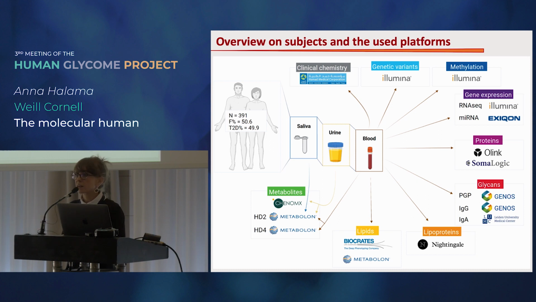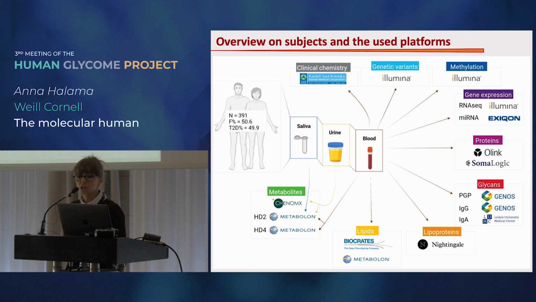So we looked at the clinical chemistry, we also checked the genetic variants, methylation, gene expression profiling with RNA-seq, microRNA, proteins with two different platforms, which were Olink and Soma, glycans, total and plasma glycans, and also EGGs with Gordon, but also EGAs with Manfred, who is sitting there. We looked at lipoproteins using the Nightingale platform, lipidomics on two different platforms, including Biocrates and also Lipidyzer from Metabolon. And saliva, urine, and blood were screened for metabolomics.